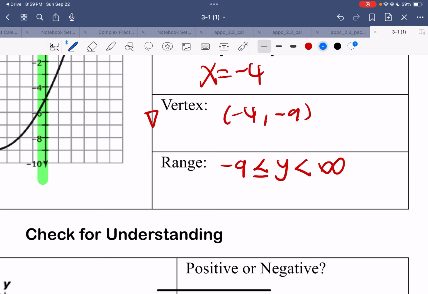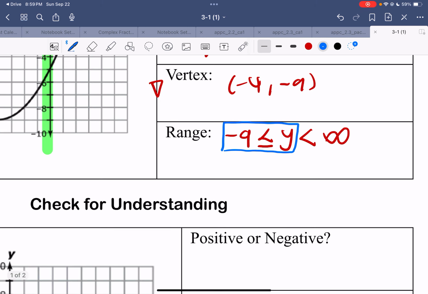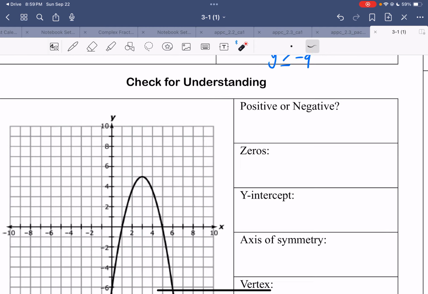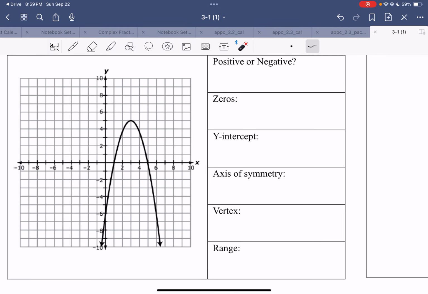But we don't really use infinity, so I'm gonna use only this part. And I wanna put y first. So what I'm gonna do is flip this one. So I'm gonna put y is greater than or equal to -9. That's gonna be the range. But if you even write like this, that's not wrong. But in multiple choice questions, you're gonna see this one. So now pause the video, try this question by yourself.